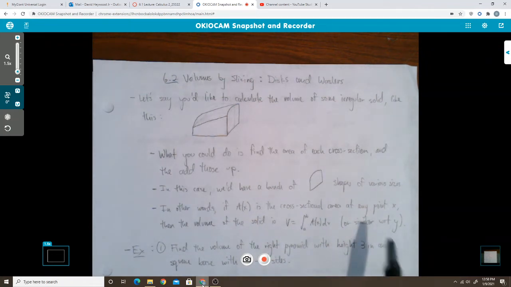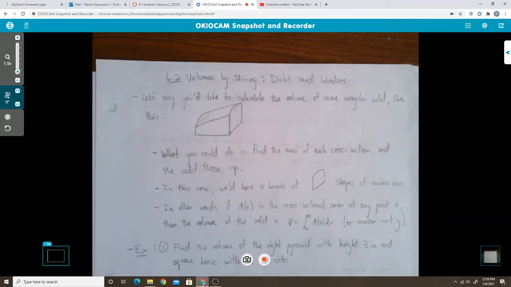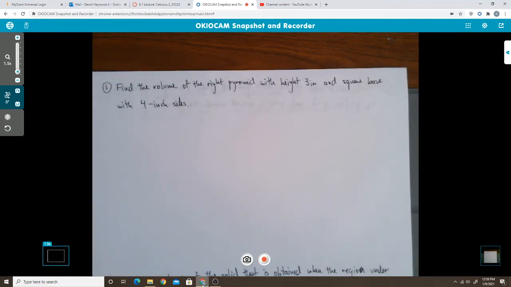We could also integrate with respect to y if it's easier to do so, and I'll give you some examples of that as well. So just to show you what I mean by all this, slicing and then adding up the cross-sectional areas, let's look at some examples.